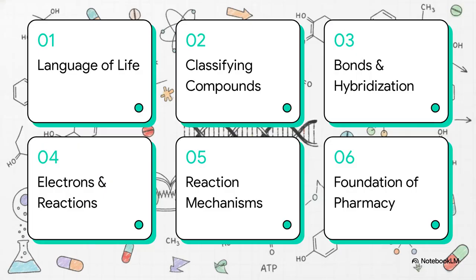So here is our roadmap for the explainer. We're going to cover the language of life, classifying carbon compounds, chemical bonds and hybridization, electrons and reaction intermediates, organic reaction mechanisms, and finally, we'll wrap up with the foundation of pharmacy.